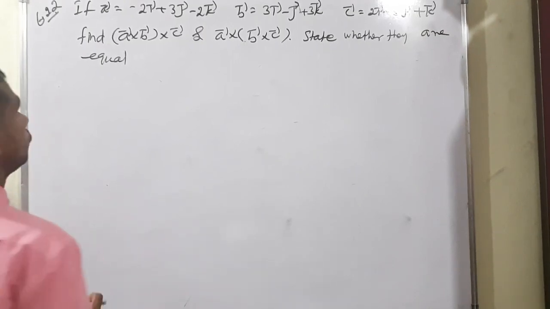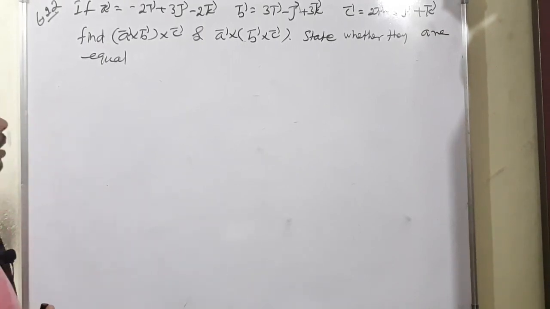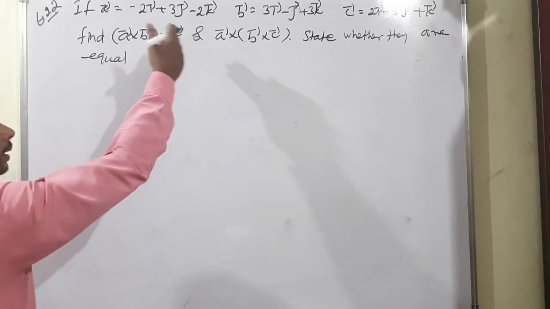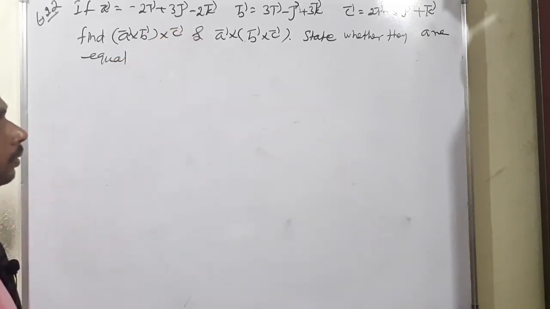Okay, I will continue with example 6.2. Given three vectors: a vector, b vector, c vector. First we have to find out a vector cross b vector, cross c vector. Then second term, a vector cross b vector cross c vector. After finding the two terms, we have to check whether they are equal or not.